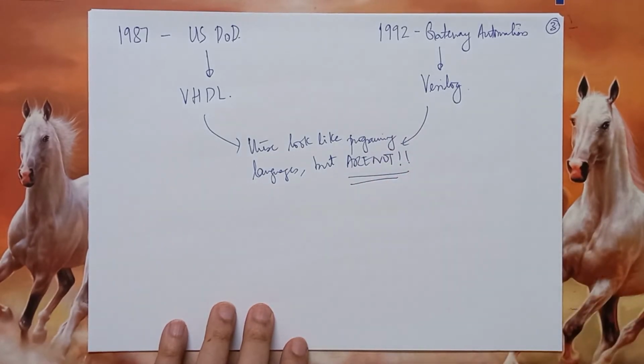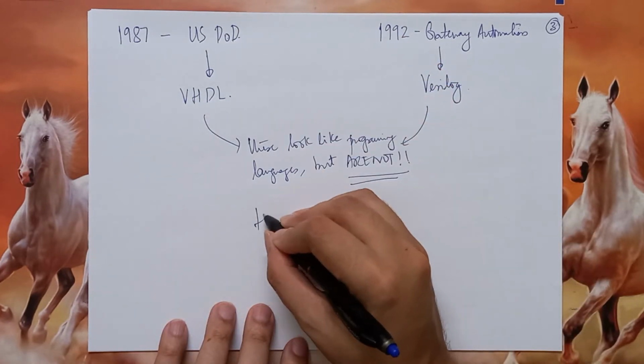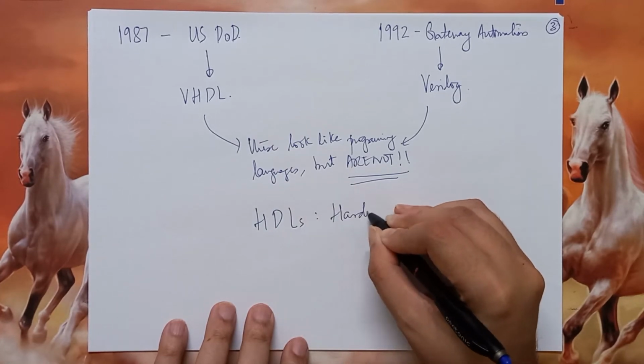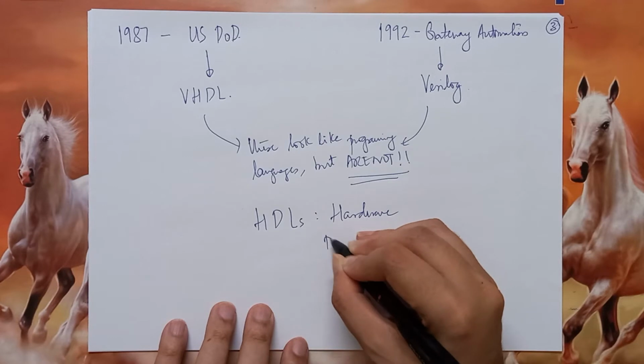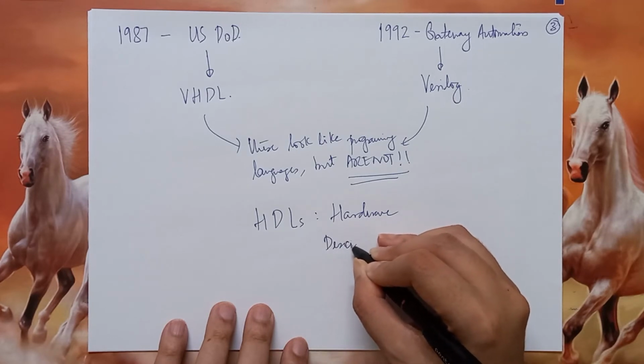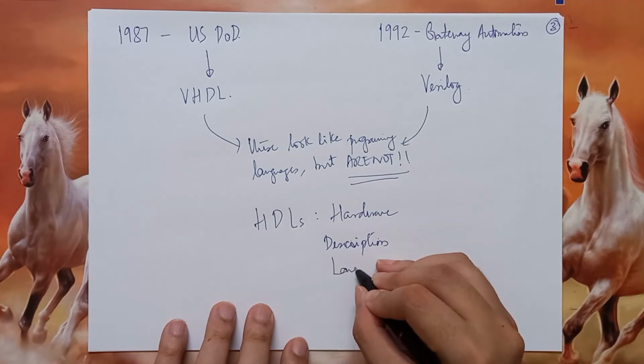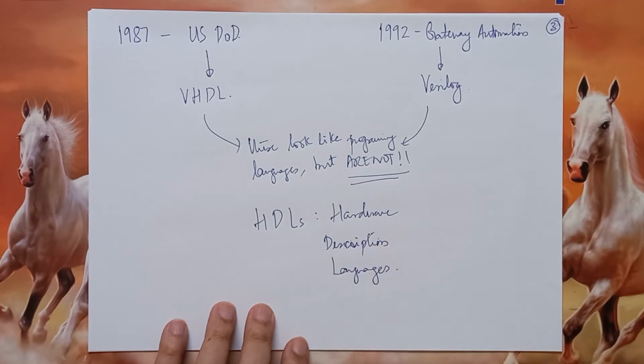These look like programming languages, but they are not. So the question is, if they are not programming languages, what exactly are they? They are called HDLs, that is, hardware description languages. Hardware description languages.